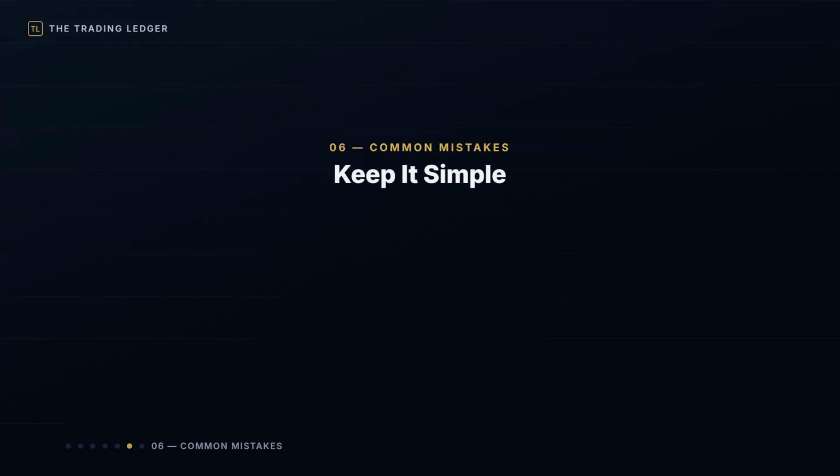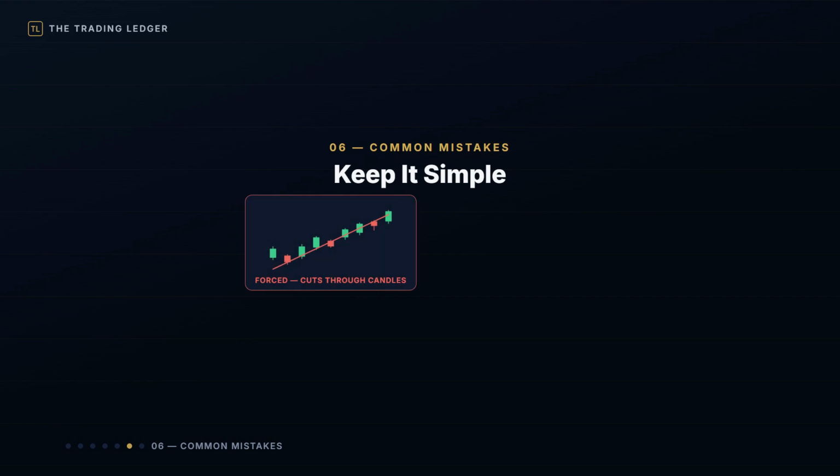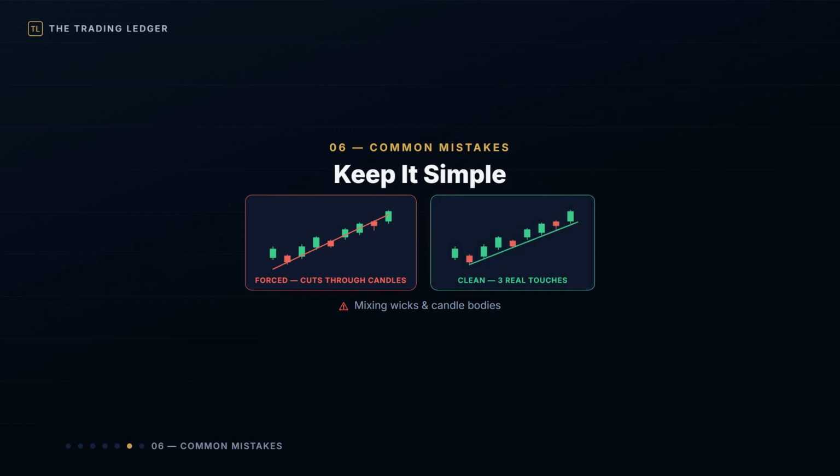The biggest mistake is forcing a line through price just because it would look neat, rather than drawing it from genuinely obvious swing points. The second mistake is switching between wicks and candle bodies halfway through. Pick one, wicks or bodies, and stay consistent for that entire line. And the third mistake is drawing 5 or 6 trend lines on one chart. If you need that many lines to make sense of the price action, you're overcomplicating it. 2 or 3 clear lines will always tell you more than a tangle of 10.